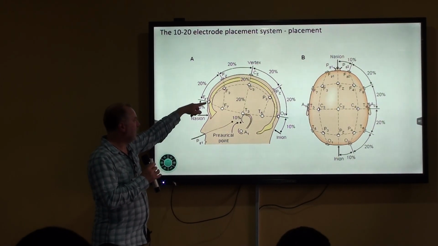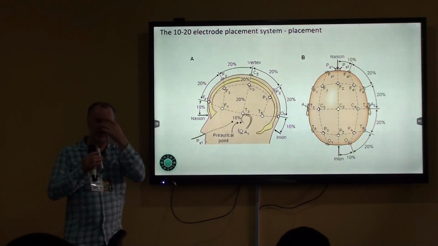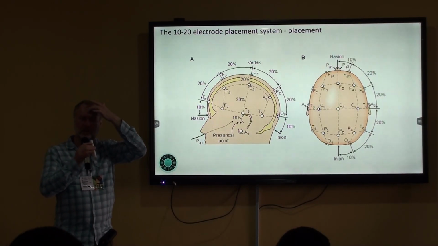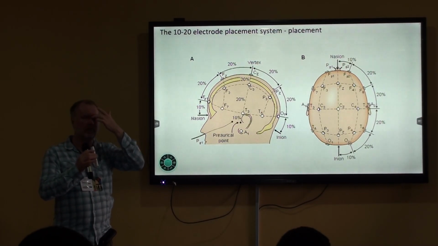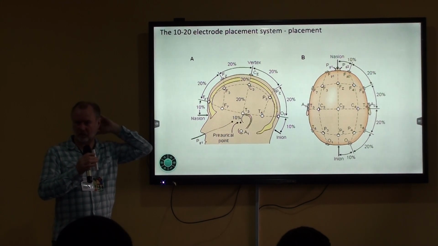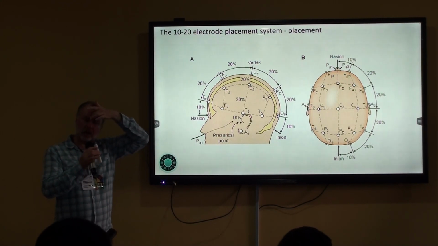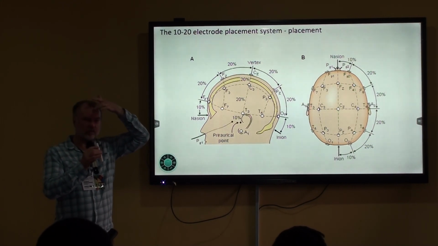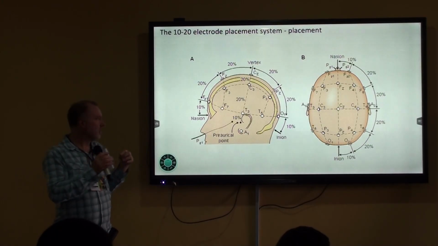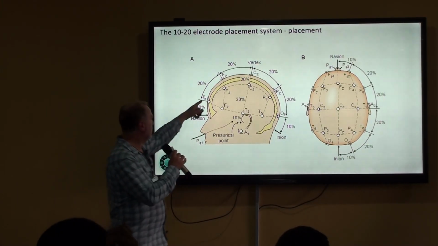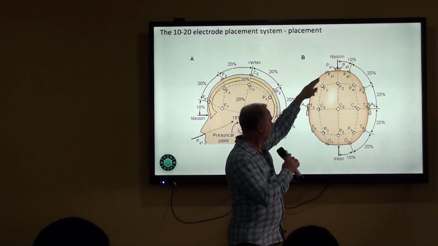The FP line, so the FP electrodes, are 10% above the Nasion. So if this distance is 40 centimeters, FP1 and FP2 are 4 centimeters up. The same goes in this direction.